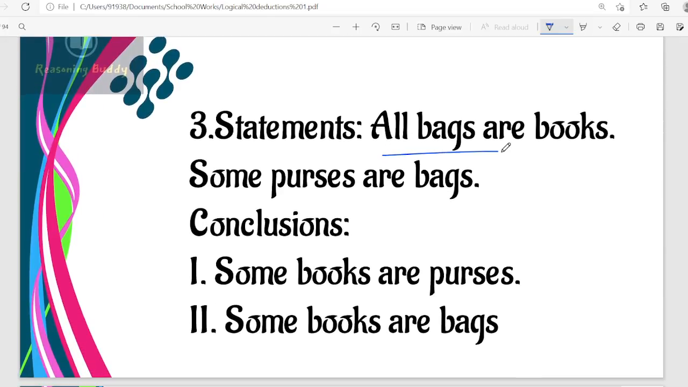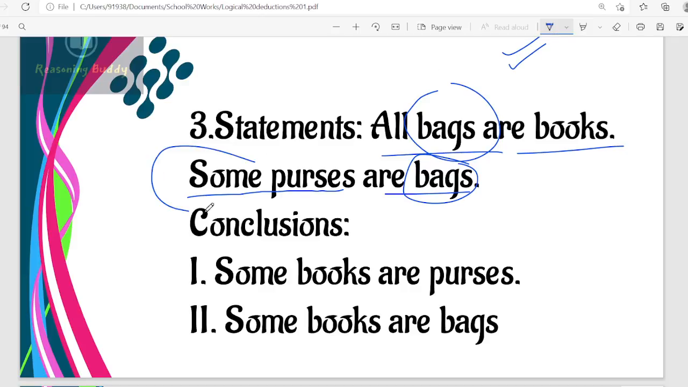Next, all bags are books. Some purses are bags. So the common thing is bags, and it is distributed at least once. So first two rules are confirmed. Next, third rule not applicable. Fourth rule not applicable. Fifth rule not applicable. So sixth rule is applicable. That is particulars rule. So the answer should be in particular. So these two conclusions are in particular only.